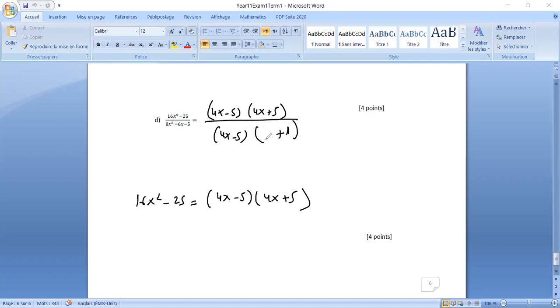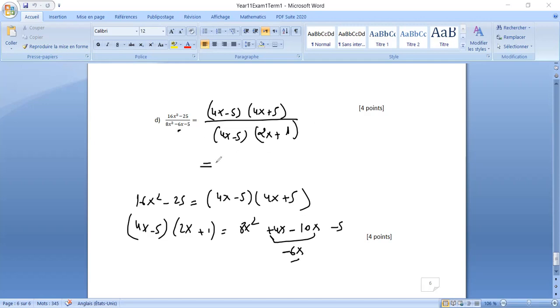Now, what should I put to get 4x times what to get 8x squared? I think it will be 2x. Let me check if I got it correct. So 4x minus 5 times 2x plus 1. Expand these and see if I have this. So 8x squared plus 4x minus 10x minus 5. And these two, if you add them together, you get minus 6x, exactly what I'm looking for here.